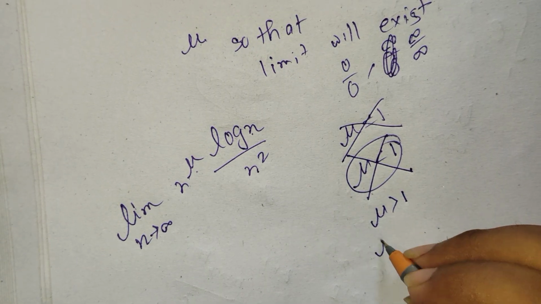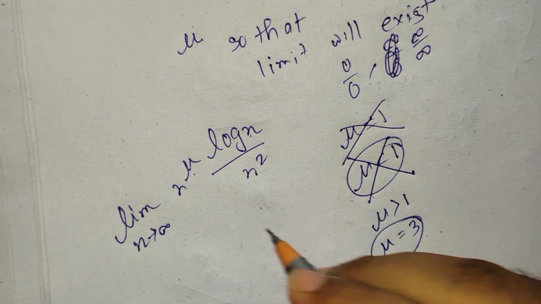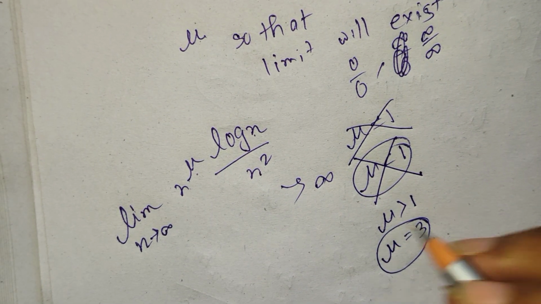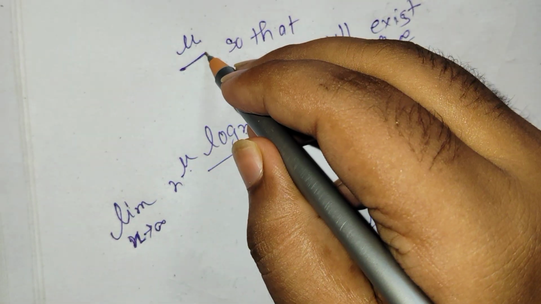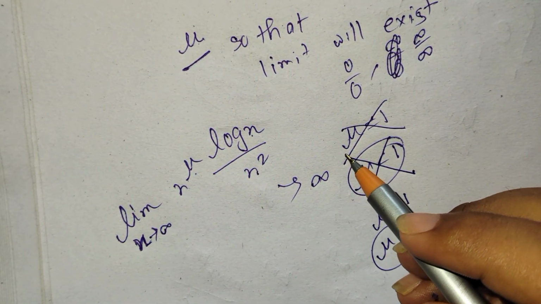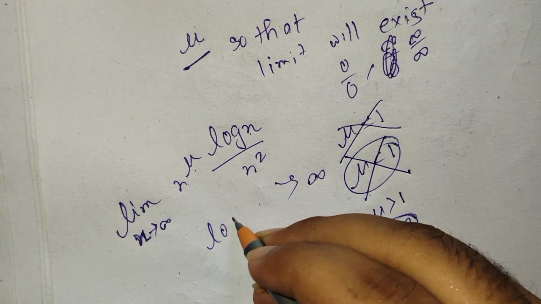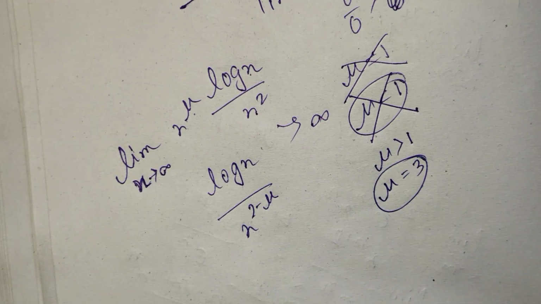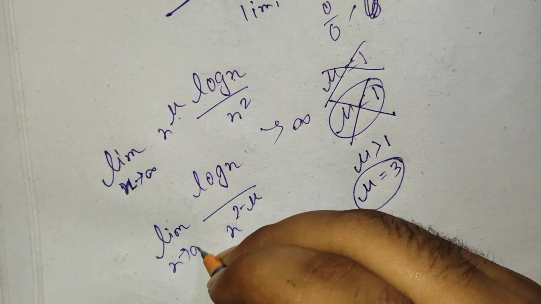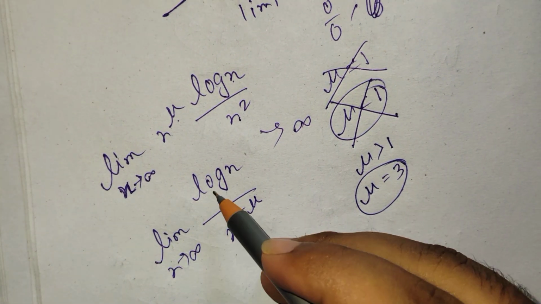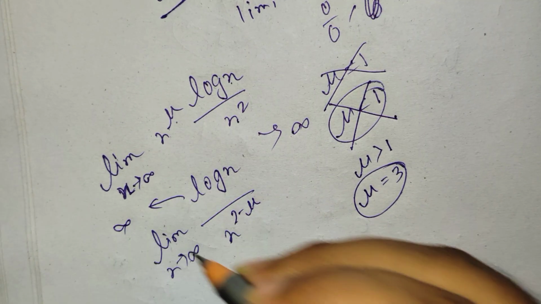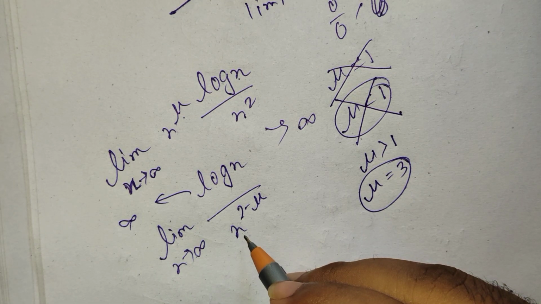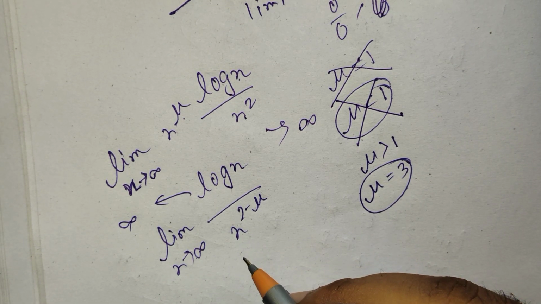But if mu is 3, then it will be like infinity. So this is not the answer, right? So how in that case will we deal? We have to choose mu so that the limit will exist. That means this is log x, this is x to the power 2 minus mu, limit x tending to infinity. Now wait a moment, if we put infinity in log x, then it becomes infinity. If we put it in the denominator, then what will happen? Maybe it is infinity or maybe it is not infinity.